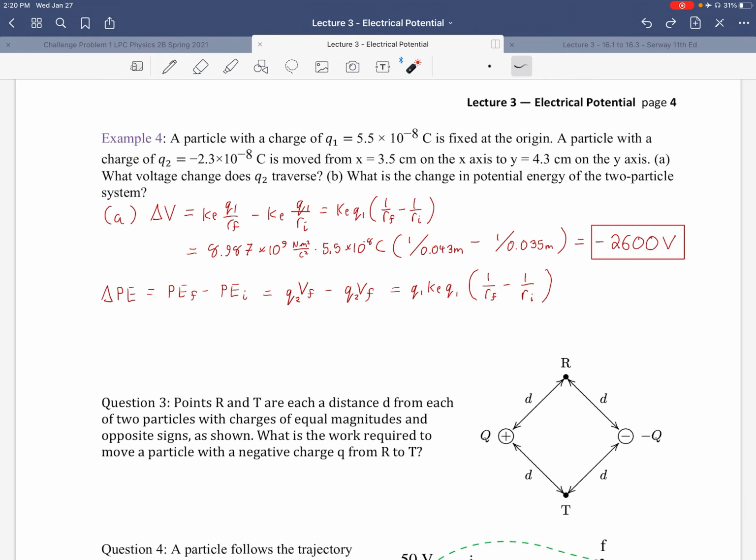Wonderful, okay? Now, what's the change in potential energy, okay? Well, the change in potential energy is PE final minus PE initial. In this case, Q2 matters, okay?